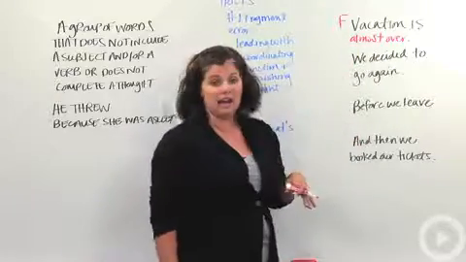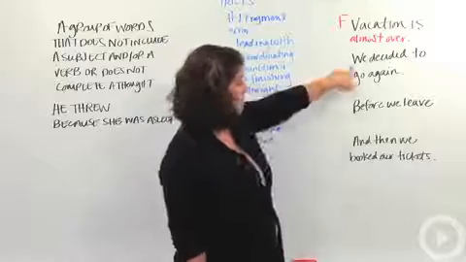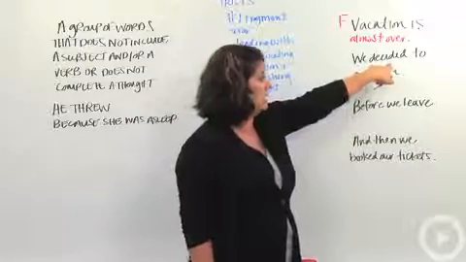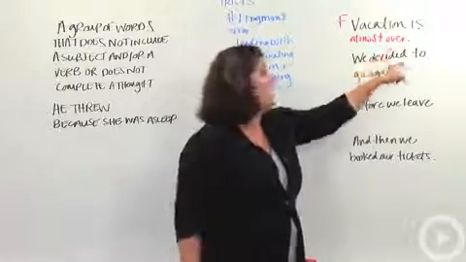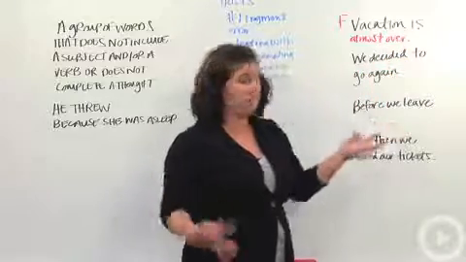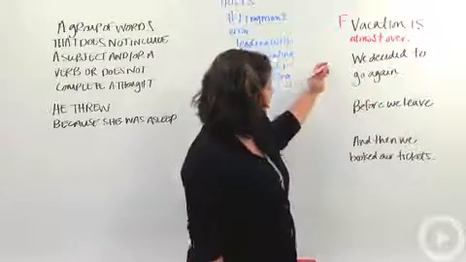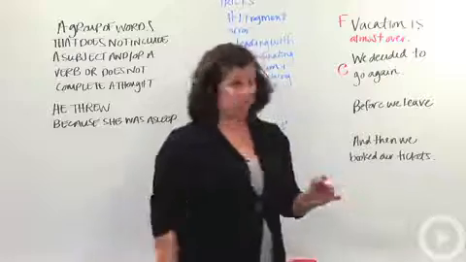What about "We decided to go again"? We've got a subject with "we." We has decided, so we've got that verb, and then it completes the thought by telling us what they've decided to do, to go again. So here we've got a complete sentence.